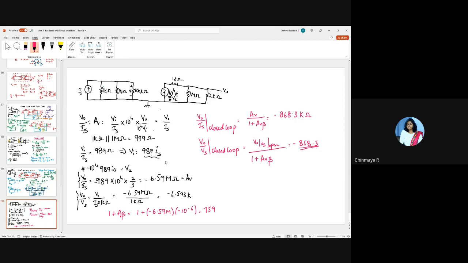Now, can you all please reply in the chat box? I don't know if you're able to understand or not. Are you all understanding? Yes, ma'am. Yeah, so you have to be really very careful with the open loop gain and closed loop gain, okay? Don't get confused and don't mess them up. Clear?